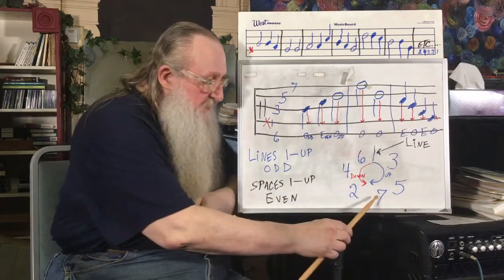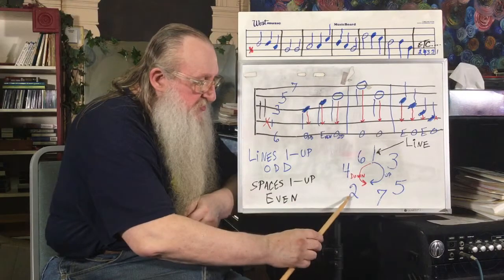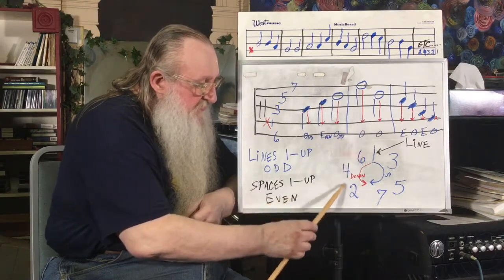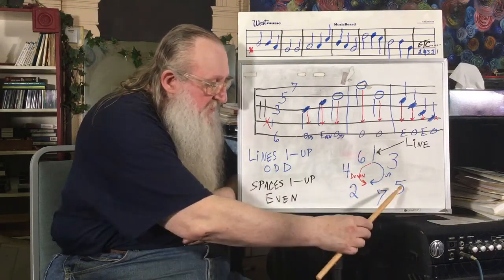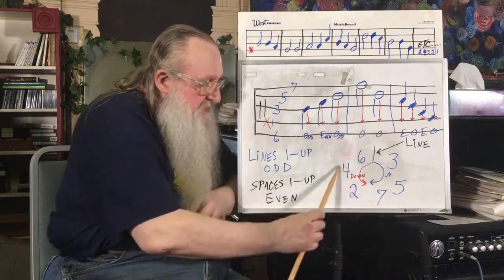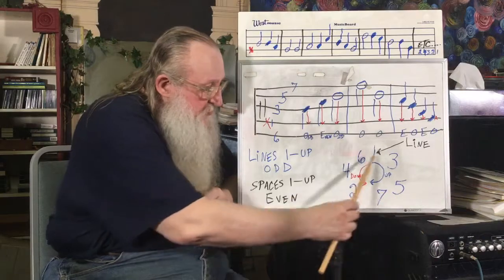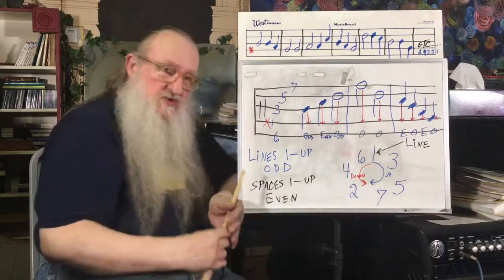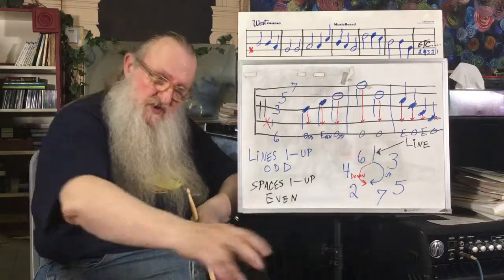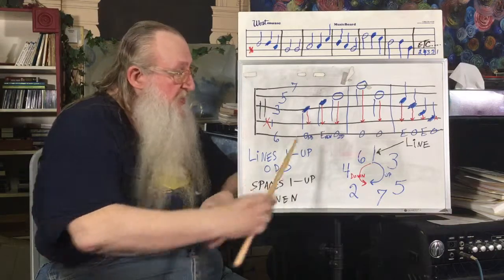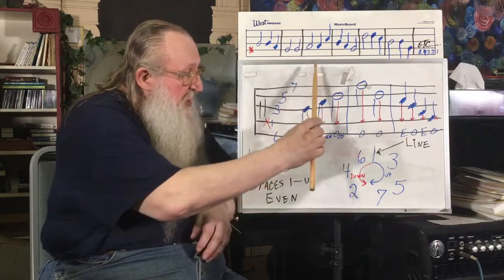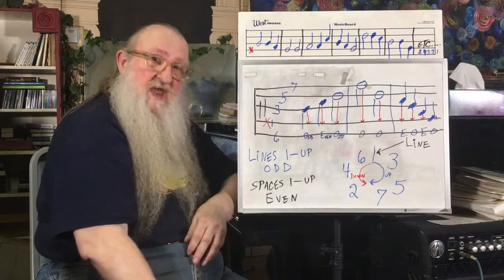Like if I start on 7, 7531642, or if I start on 6, 6427531, or if I start on 5, 5316472, etc. And if you learn to rotate this backwards and you learn to rotate it forwards, you can play your chords going up, you can play your chords coming down. You can label all your lines going up and all your lines coming down.